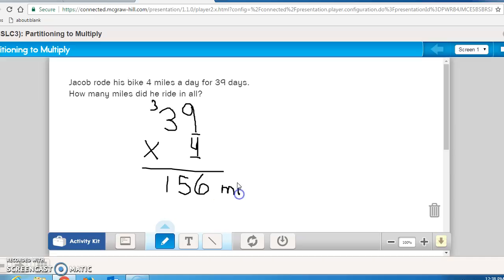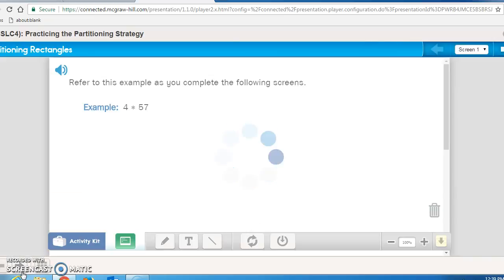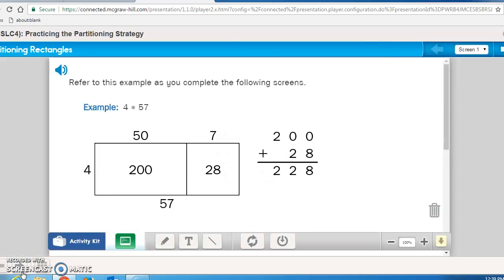He rode 156 miles. Now remember, another way you could have done that is you could have written 39 down 4 times, and added them. Or you could have written 4 down 39 times and come up with the same answer. But here again, that makes a bigger chance of error.